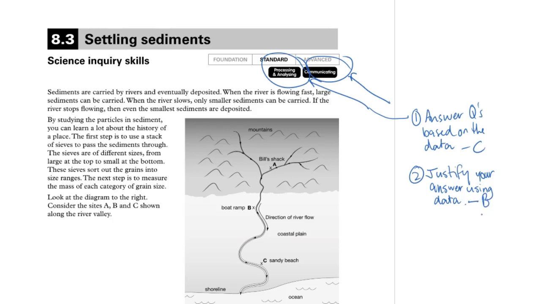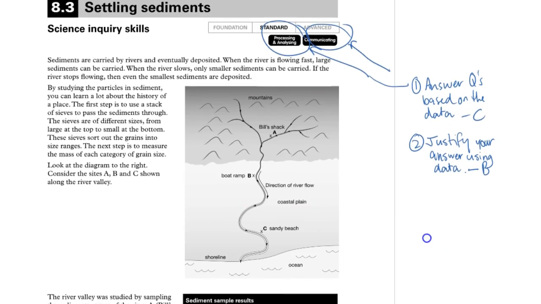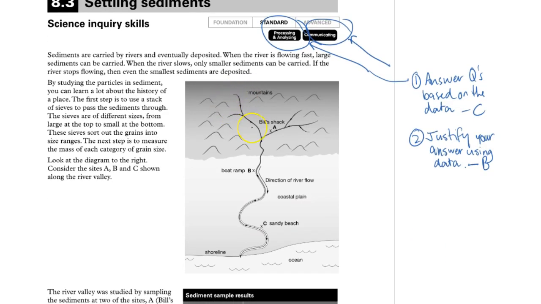So let's quickly go through the activity and see what's down below. We've got the river here. It's coming down from the mountains up the top. All of these tiny little creeks are running into one big river that goes down to the sea. Of course, the rocks which are being broken down in the mountains are being washed down this river. And depending on the gradient, you'll have different speeds of water flowing at different parts in the river. So first of all, we've got Bill Shack up the top. Then we've got the boat ramp here in the middle. Then we have a coastal plain down here. We took some more rocks at Sandy Beach. And then the river empties out into the sea.